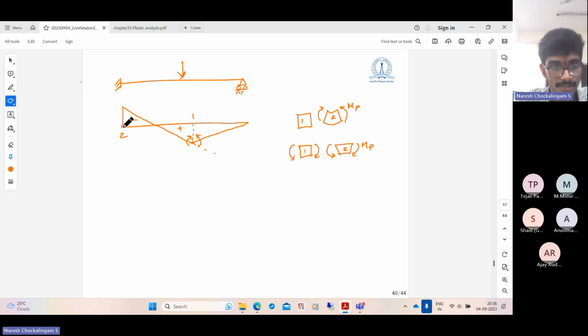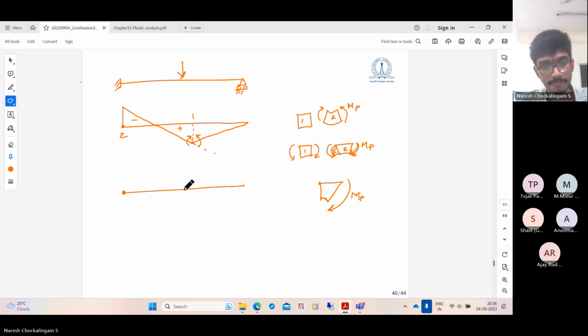So on the small segment, MP is like this. As I said, you're fixing, right? So this side cannot rotate. On this side, if you take a very small infinitesimal segment, it tries to rotate the beam like this. So here MP is like this, and the beam has also rotated like this. When you assume the mechanism, the beam is also rotating this way.